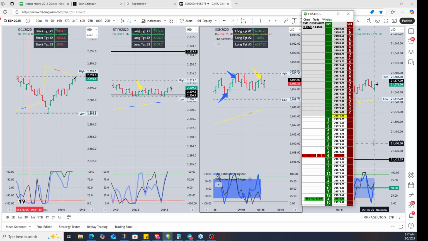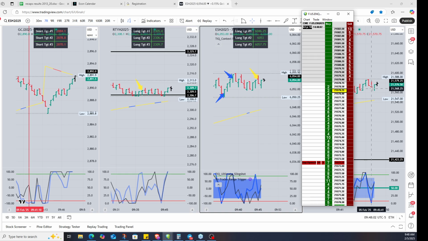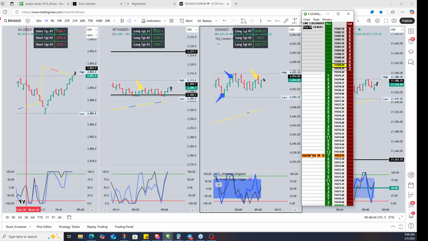Now the reason we went long on that is because the blue went down into the oversold by itself. We go long on the open of the next bar. I'm going to lock in a little bit more on this.